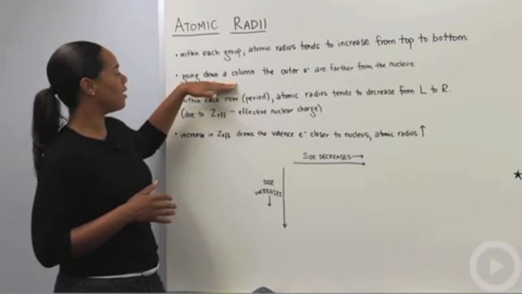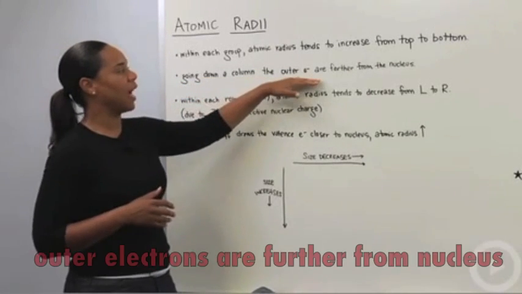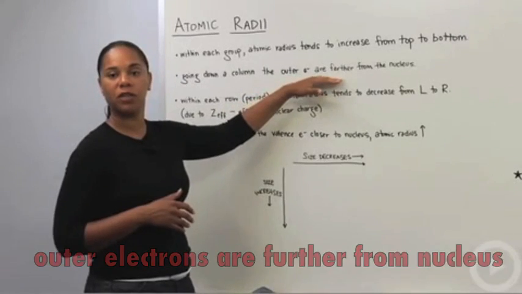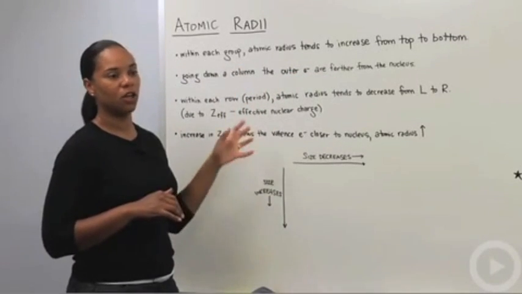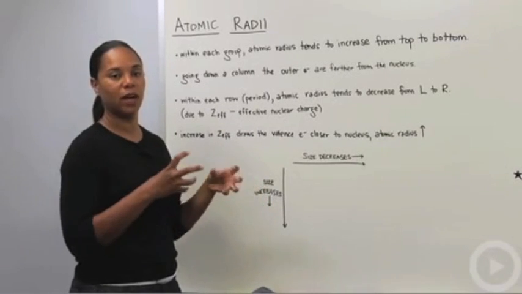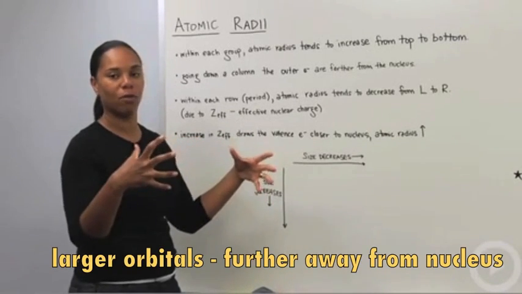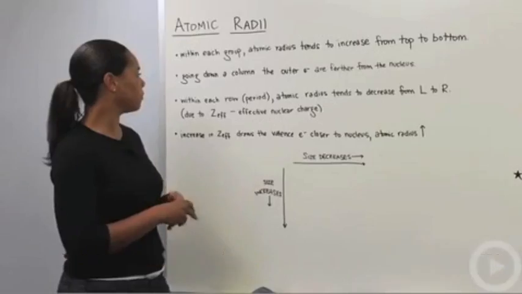So why is that? That's because going down a column, the outer electrons, the valence electrons, are further from the nucleus. As you go down the columns, your principal quantum number increases, right? So then you have larger orbitals that are further away from the nucleus.